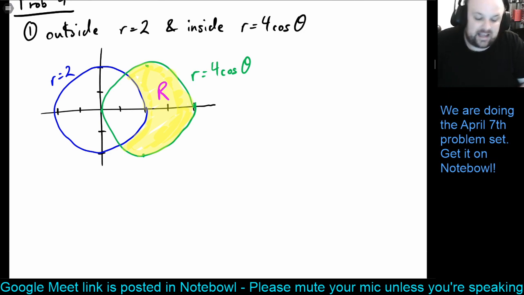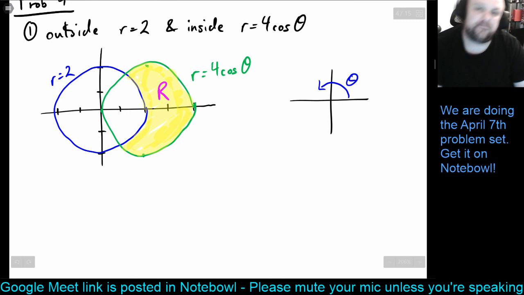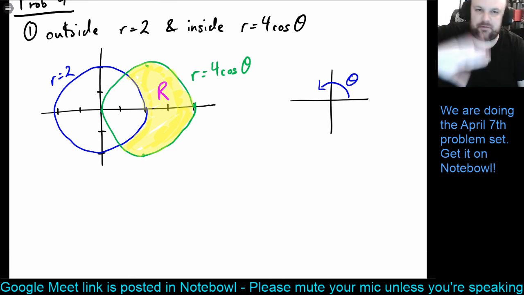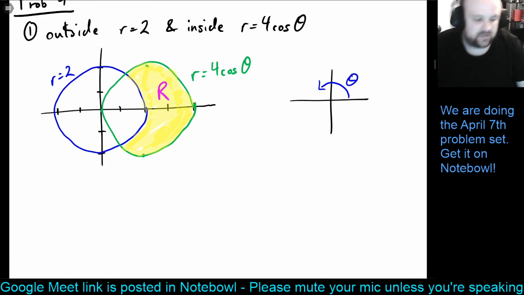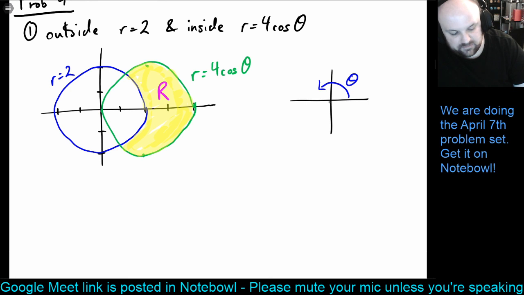So here's where we have to remember how polar coordinates work. Right? So I'll just draw a little diagram over here. Theta measures like this. Right? Theta measures sort of moving in a counterclockwise direction. That's how theta increases. Okay? R increases by sort of moving from the origin out.